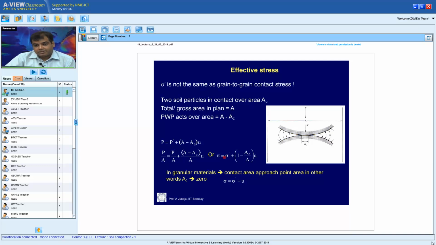We have called this effective stress, but mind you, we have divided the interparticle force by total area, not the small area. So I'm dividing by total area. So can I say this effective stress is a fictitious quantity? It's not the true interparticle stress which is transmitted, because my denominator is capital A. So many of us argue that effective stress is in fact a fictitious quantity.